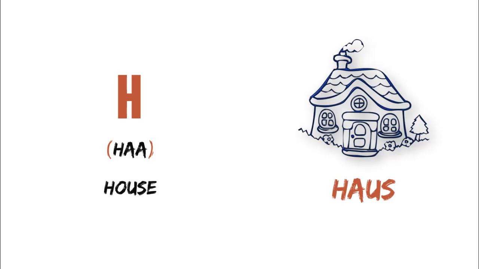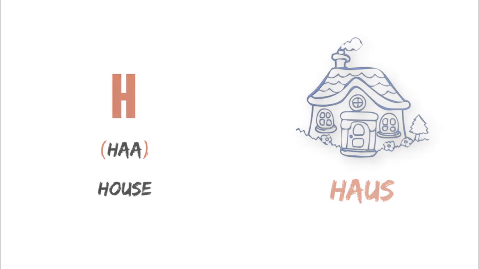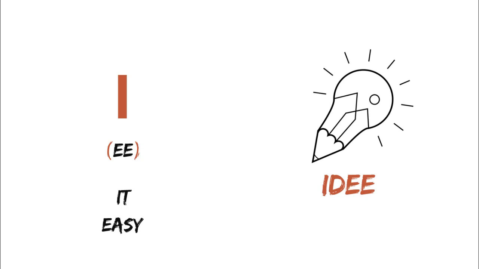The next letter is H, which is pronounced like the H in the word house, and the German word for H is Haus, which also means house. The next letter is I, which is pronounced like the I in the words it and easy. The Deutsch word for I is Idee, which means idea.